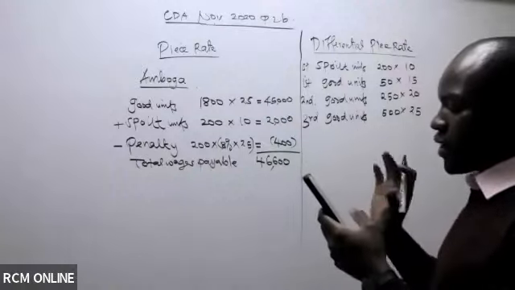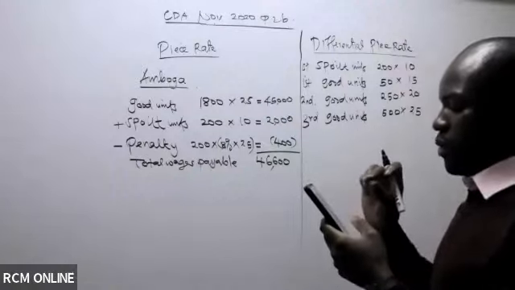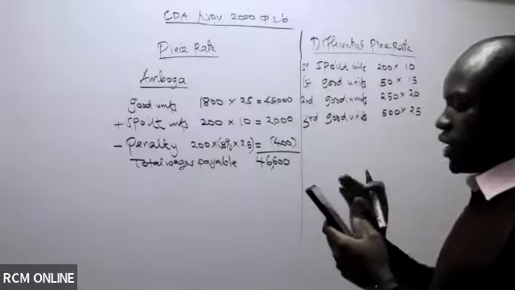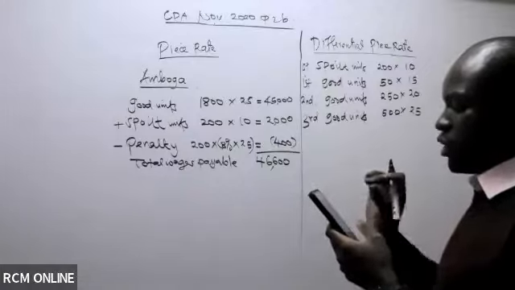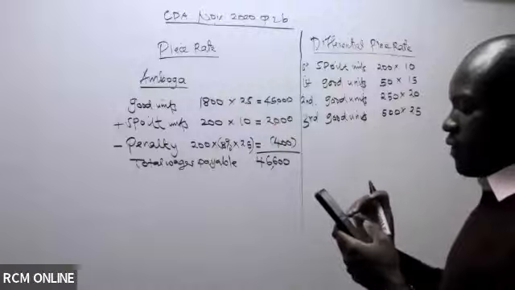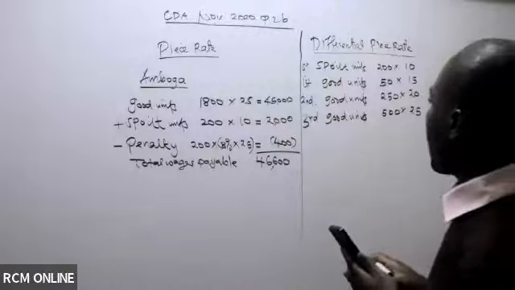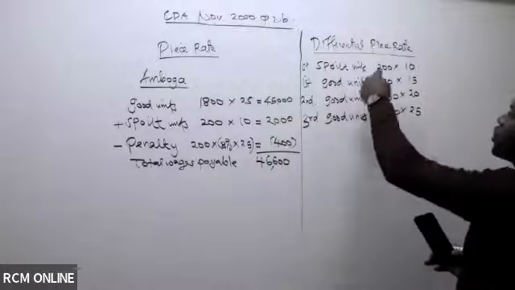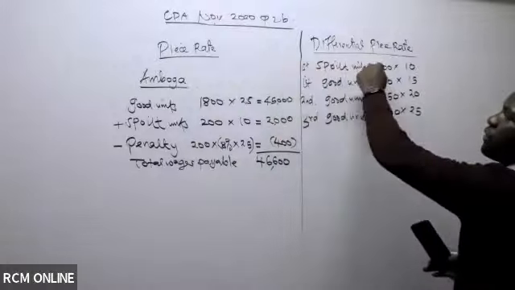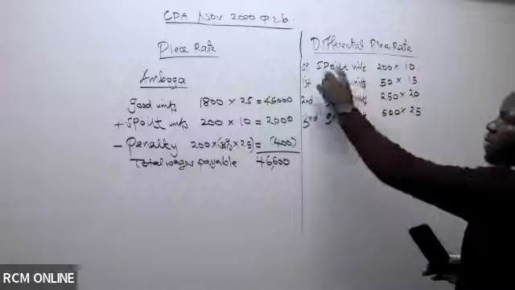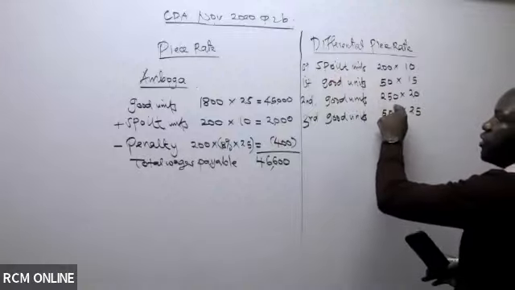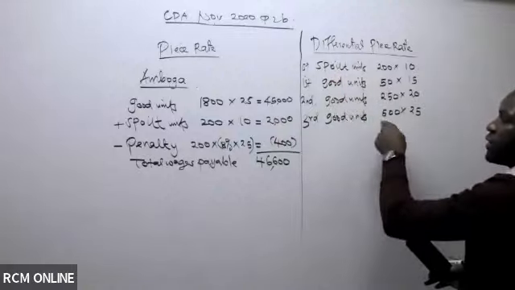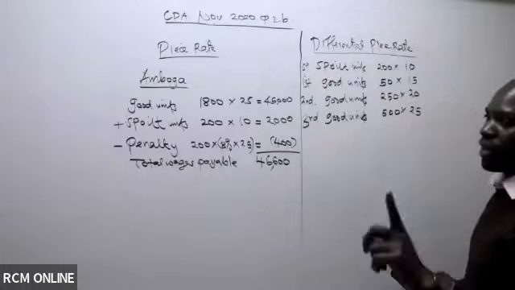So the first 1,000 units: the first 250, 15 shillings. The next 250, 20 shillings. The next 500, 25 shillings. Have we covered the first 1,000 units? Let's count and see. The first 250 units, we have them there. The next 250 units, that is 500. The next 500 units, that is 1,000.